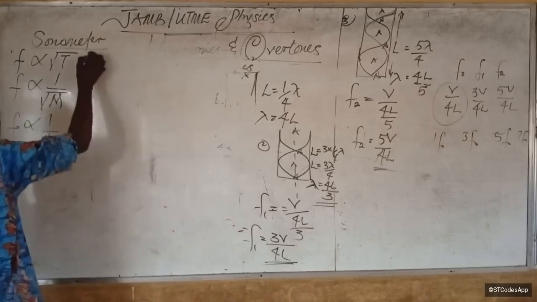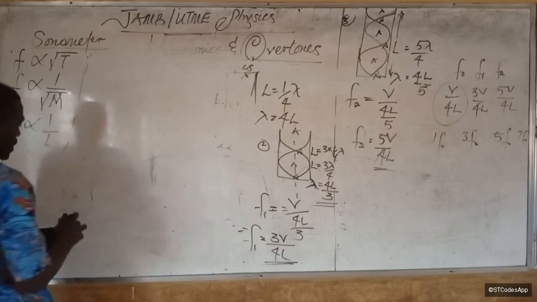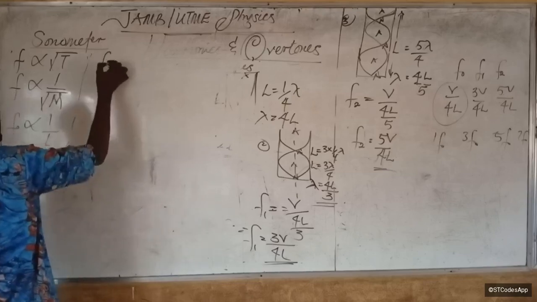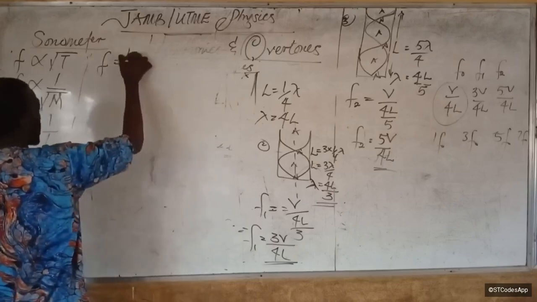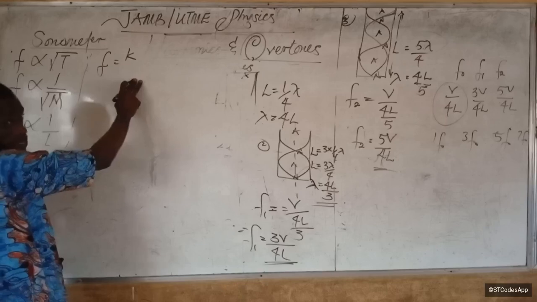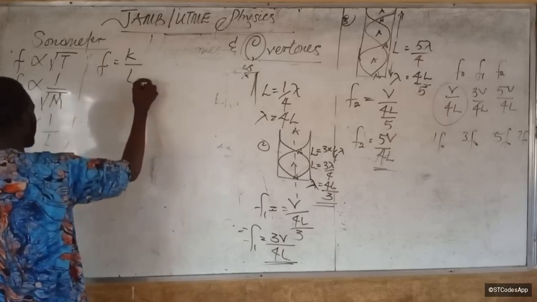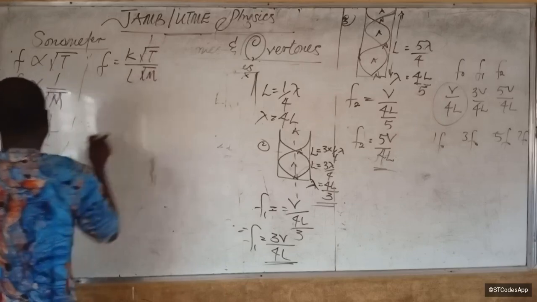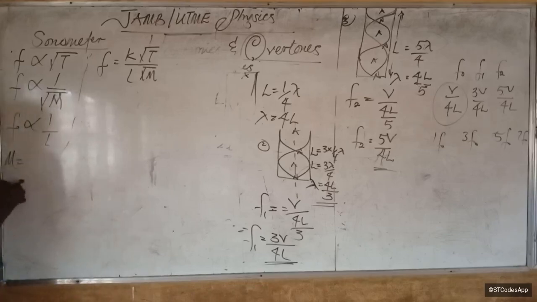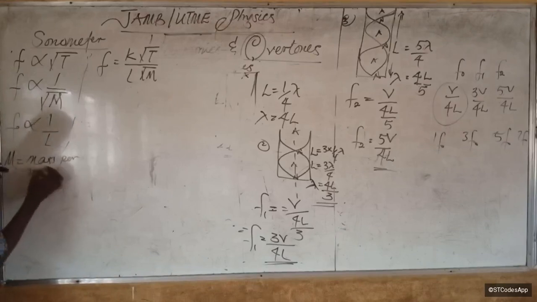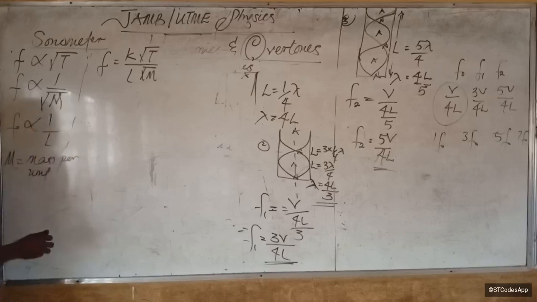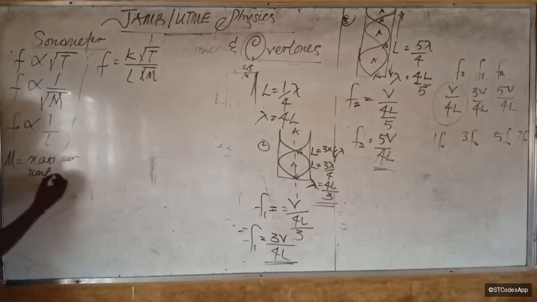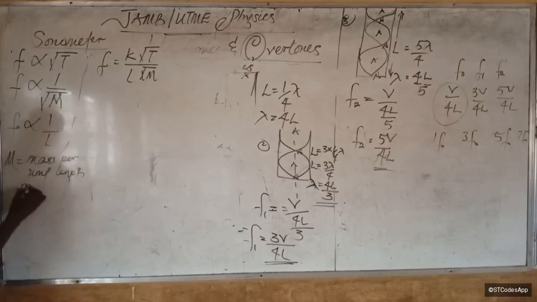So by the time we combine all of these properties, we are going to have F equal to K over L root T over root M, capital M. There's a constant of proportionality, K. And I say capital M because this one is confusing. Capital M is mass per unit length. Now, if you are given the mass, just divide by the length you are given. That will be your capital M. Do you understand now? That is mass over L. M capital is equal to small m over L.